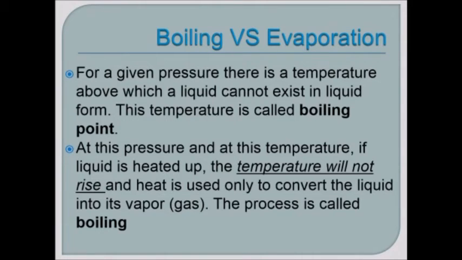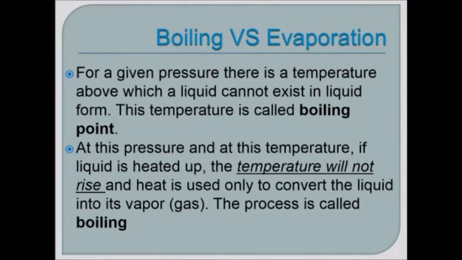For a given pressure, there is a temperature above which a liquid cannot exist in liquid form, and this temperature is called its boiling point. So basically, if you have the standard pressure of a room, which is around 100 kilopascals, and that pressure is pressing down on your liquid, if I provide enough energy to the liquid, eventually those molecules will have enough energy that they can break out of the pressure that's pressing down the liquid and join the air as a gas. And that temperature is what we call the boiling point. Boiling point changes based on how much pressure you're submitting the liquid to.